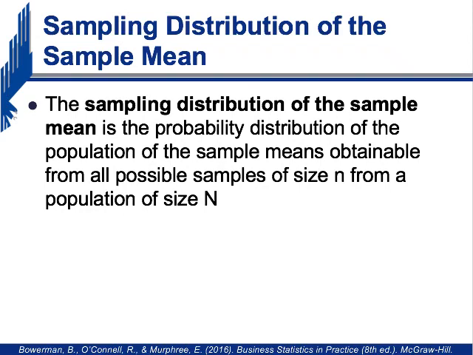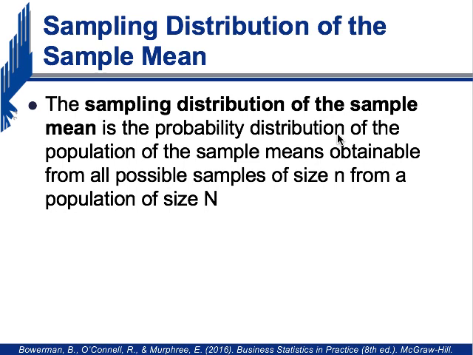The sampling distribution of the sample mean is the probability distribution of the population of the sample means obtainable from all possible samples of size small letter n from a population of size capital letter N. So the sampling distribution, again, is a probability distribution, meaning this allows us to see all the possible values of the random variable and their corresponding probabilities.